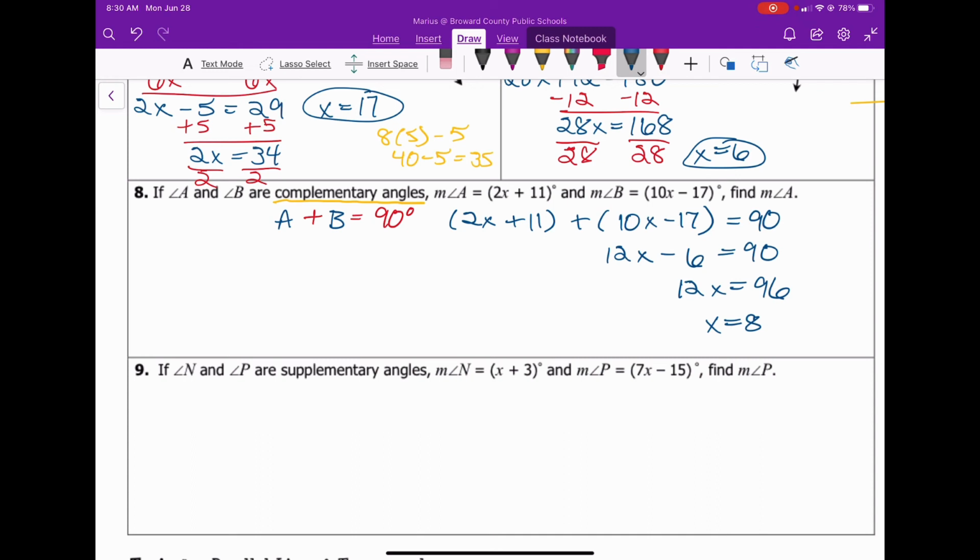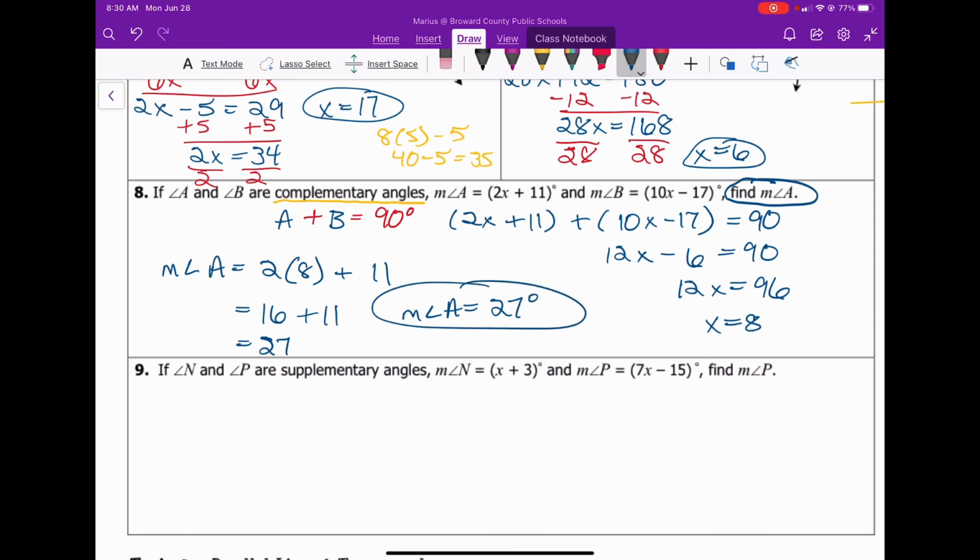Now, although we've solved for x, they want us to find the measure of angle A. So the measure of angle A is equal to 2 times 8 plus 11, which is going to give us 16 plus 11, which is going to give us 27. So the measure of angle A is equal to 27 degrees.